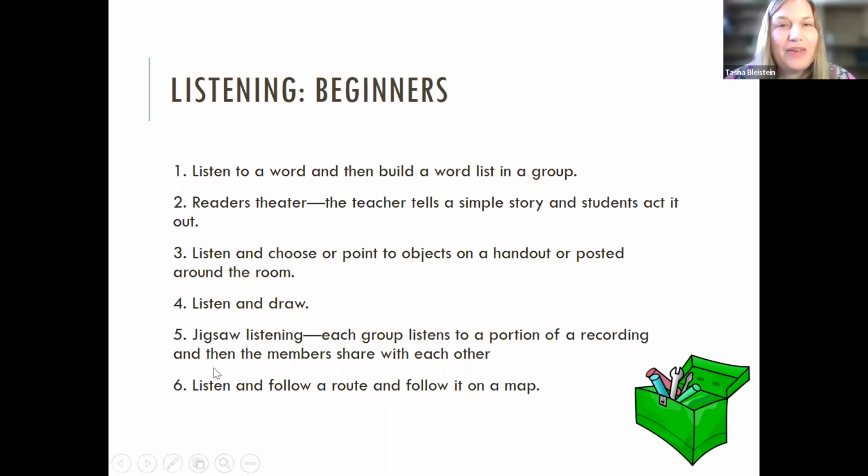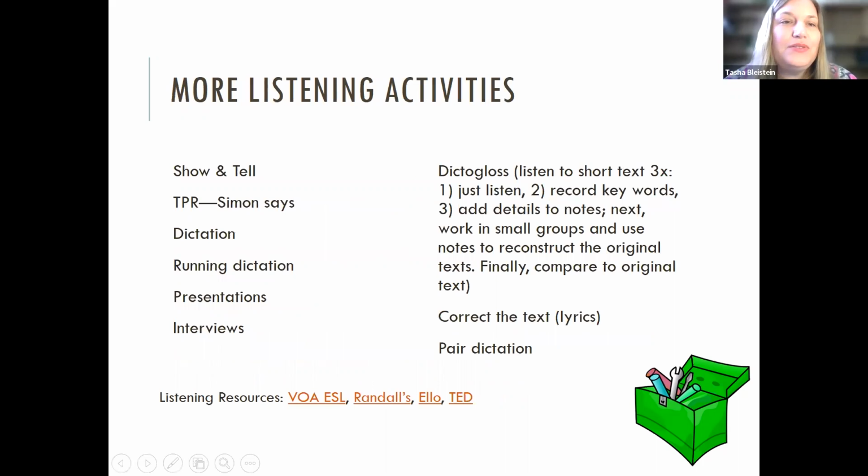Follow a route on a map, anything where they have to listen and then do something. Show and tell is good for speaking and listening both. It's better for listening if the rest of the learners have some accountability to listen. So you say, okay, I'm going to ask you 3 questions when they're done sharing. So every time a different learner gets to bring something in and talk about it. And then you can learn more about the learners in the group too.